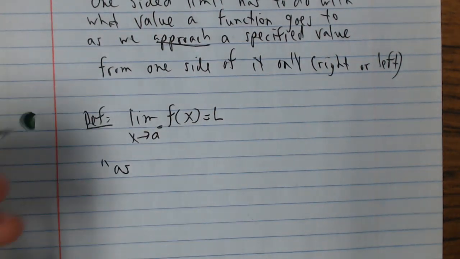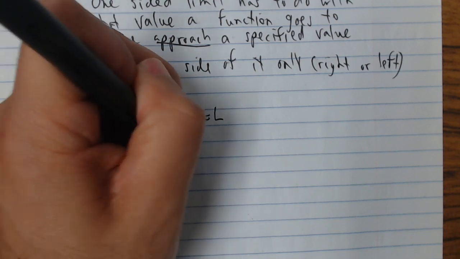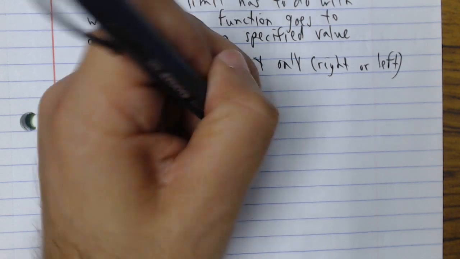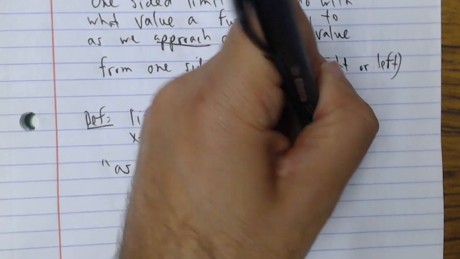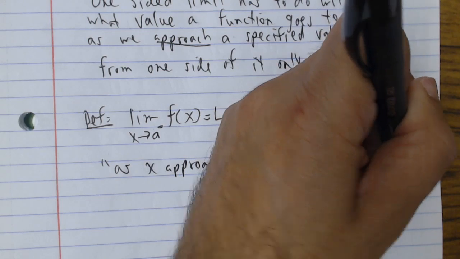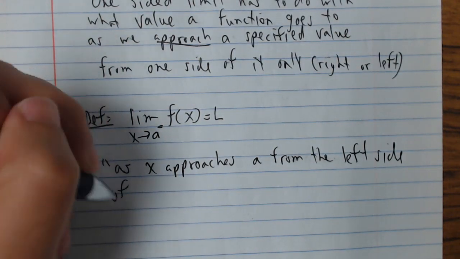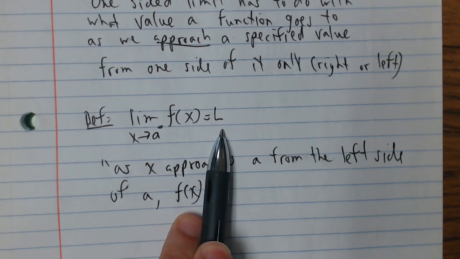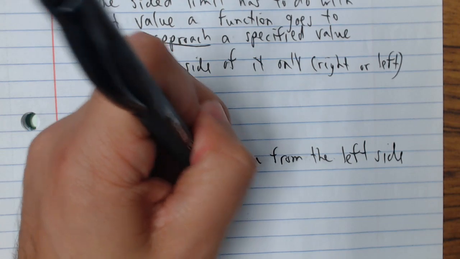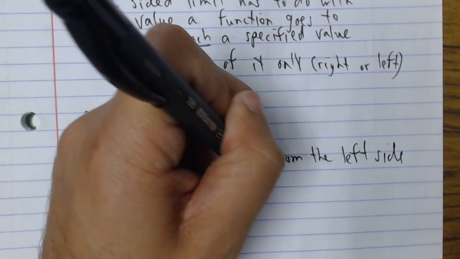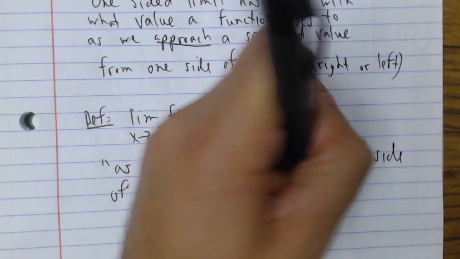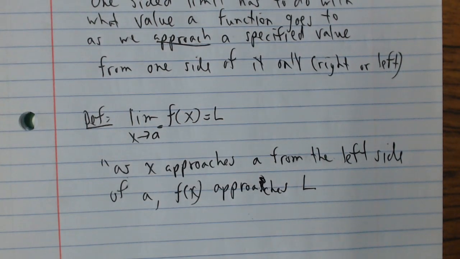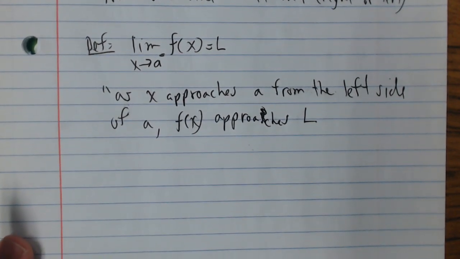To translate this, we could say as x approaches a from the left side of a, f of x, what does f of x do? Well, f of x approaches the value L. Okay? So then, how do we define a right-sided limit?